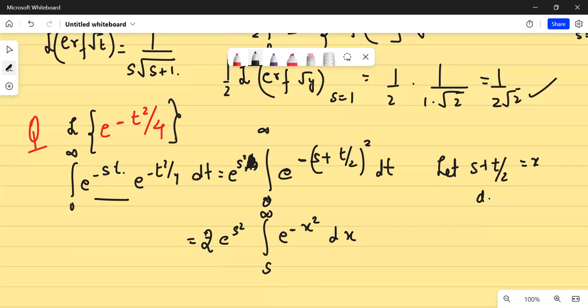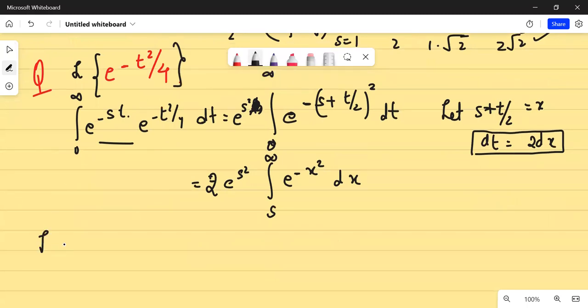So it should come as 2 dx, okay? Because dt will be equal to what? It will be equal to 2 times dx. Is that clear? Because integration is going over t, so the variable is t, and instead of s plus t by 2, I'm replacing it by x. So dt by 2 should be equal to dx, so your dt would be equal to twice dx.